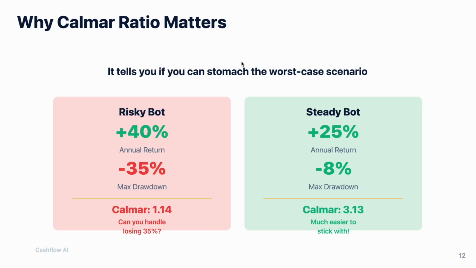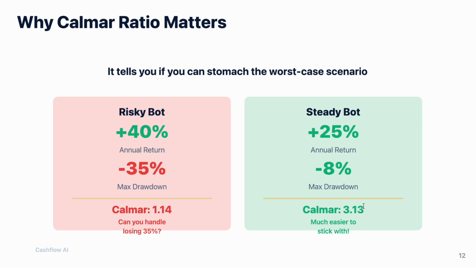Now, why does the Calmar ratio matter? Well, it tells you if you can stomach the worst case scenario. Let's say you have a risky bot that makes 40% a year. If your max drawdown is 35%, can you handle losing 35% in a year? That's a very low Calmar of 1.14. But if you have a bot that gets you 25% while only risking 8% on your drawdown, now you have a 3.13 Calmar ratio.